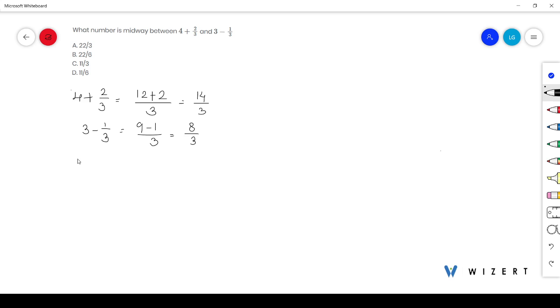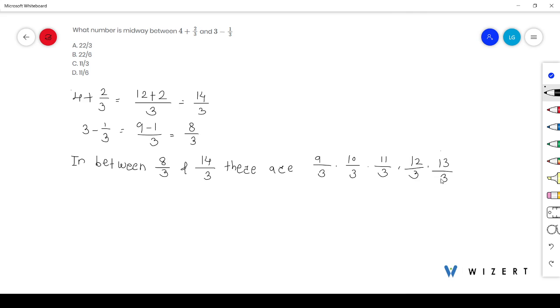Now, to find the midway between this 4 plus 2 by 3 and 3 minus 1 by 3, we need to find the fractions between 8 by 3 and 14 by 3. So, in between 8 by 3 and 14 by 3, there are fractions which are 9 by 3, 10 by 3, 11 by 3, 12 by 3 and 13 by 3.